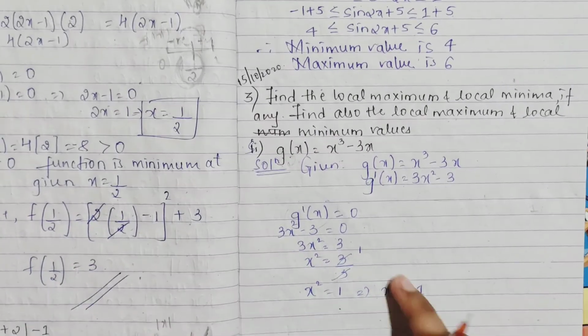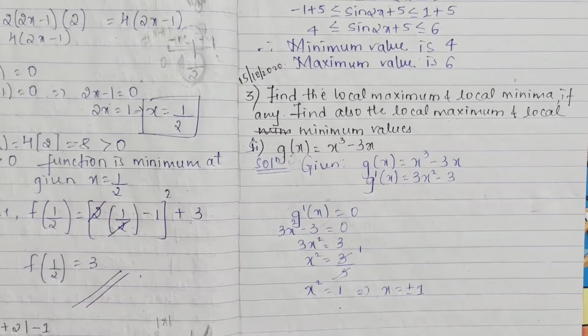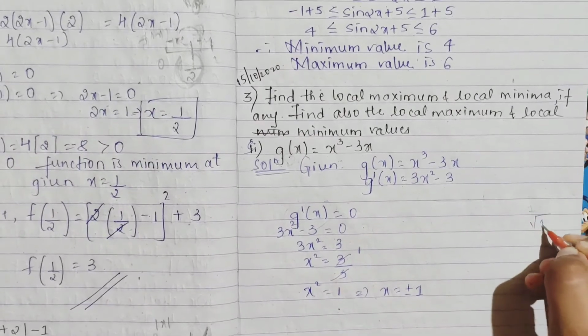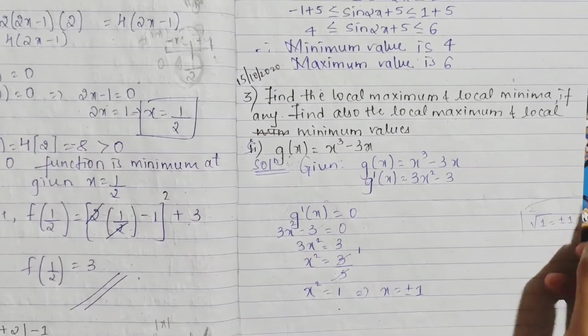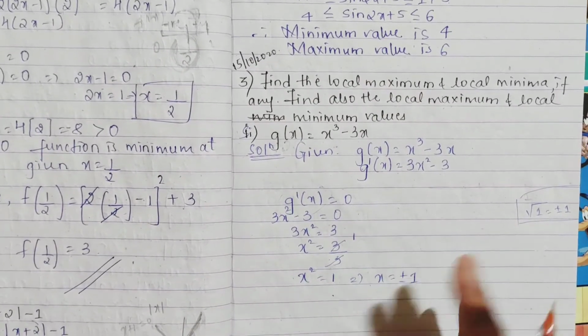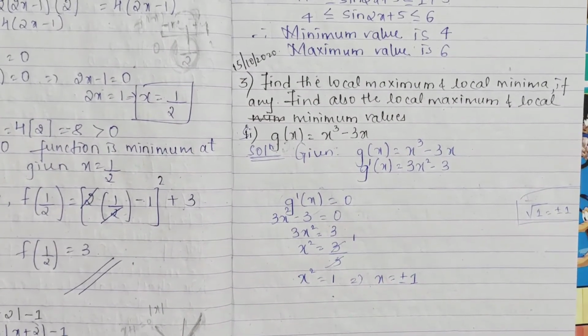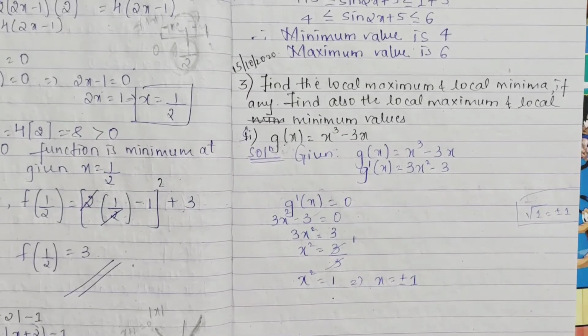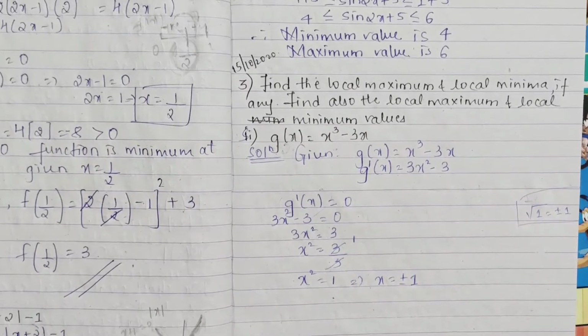Why? Because root 1 will be plus or minus 1. Here you have to be particularly careful. Why? Because you have to find the minimum and maximum values. Next what we have to do, see here only you don't stop.